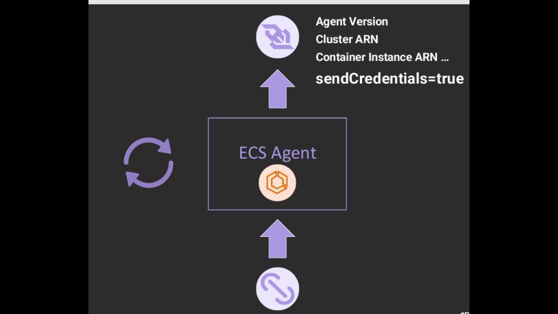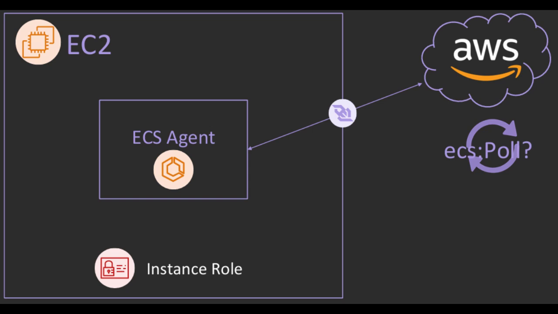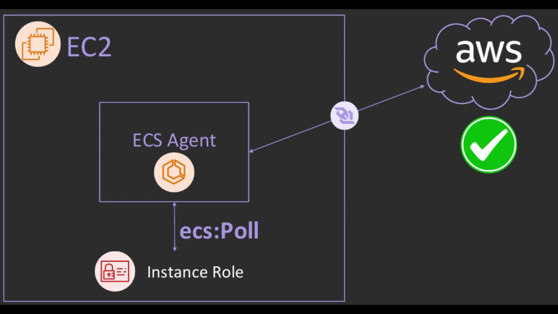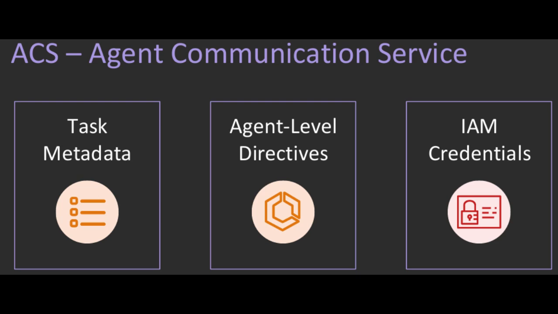All this communication is signed and authenticated using the EC2 instance role's credentials. The agent sends a request signed with the instance role's key to the WebSocket endpoint. If the signature is valid, AWS accepts the connection. The agent is now polling for messages. Once connected, because it asked with sendCredentials=true, AWS starts streaming IAM credentials for all the tasks on that instance to the agent. This private channel is called the Agent Communication Service, or ACS. It sends three things: task metadata, commands for the agent, and IAM credentials.